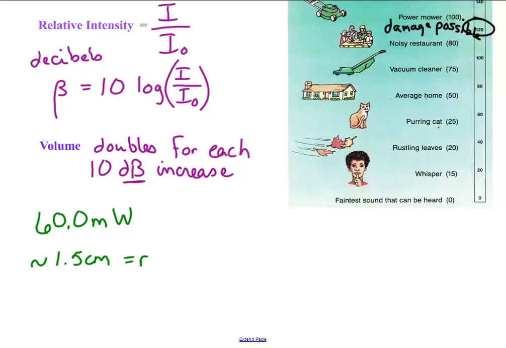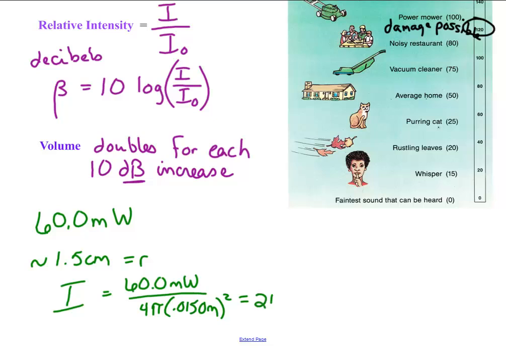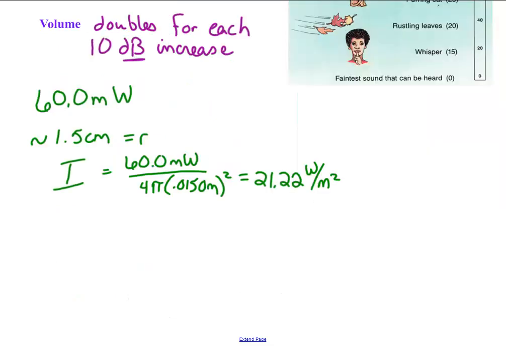First of all, let's find out what is the intensity of the sound that you're subjecting your eardrums to. So the intensity is going to be the power, 60 milliwatts, over surface area of a sphere. So we've got 4 pi r squared, so that's 0.015 meters. And what we find is we get an intensity of 21.22 watts per meter squared. Well, that doesn't seem to be like a very big number. Let's figure out what the decibel rating for that is.